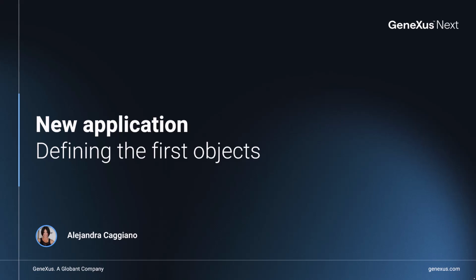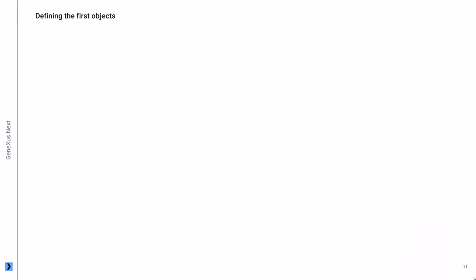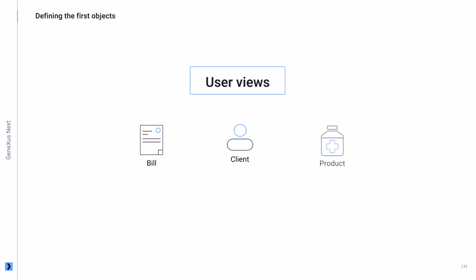It is time to describe the visions of users. To do so, we must identify real-life objects. A good suggestion is to pay attention to the nouns that users mention in their descriptions. For example, invoices, customers, products, and then represent them as GeneXus objects.